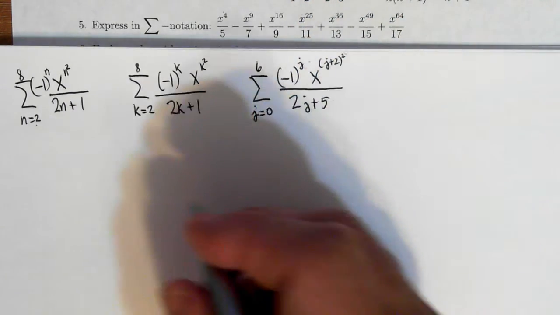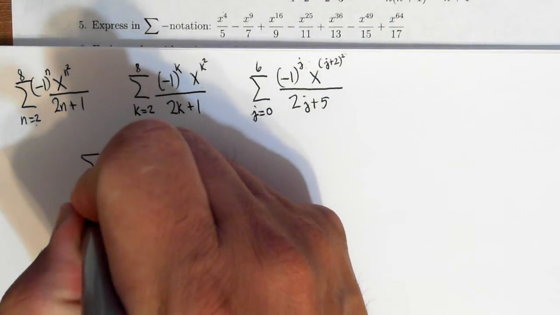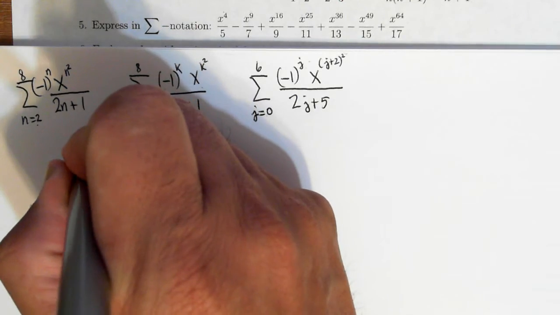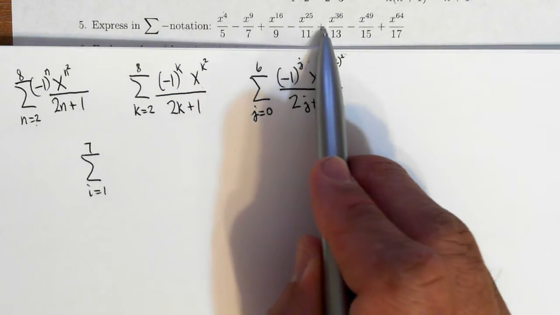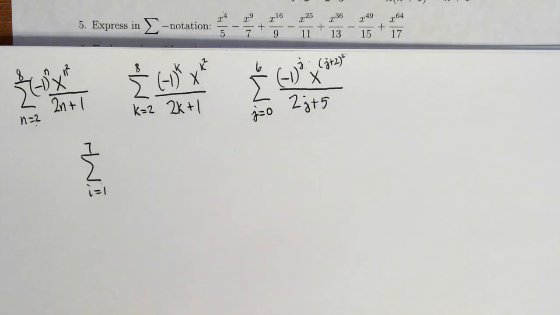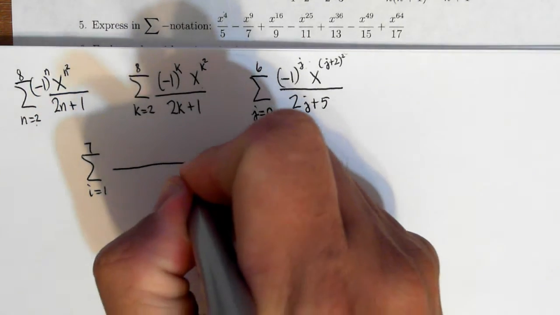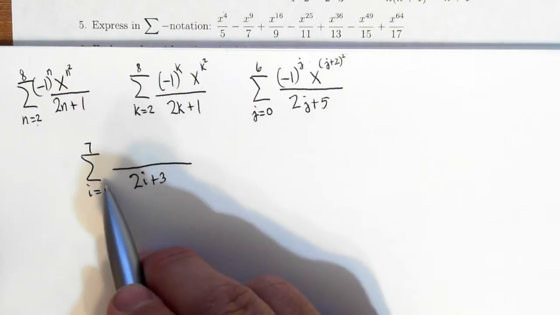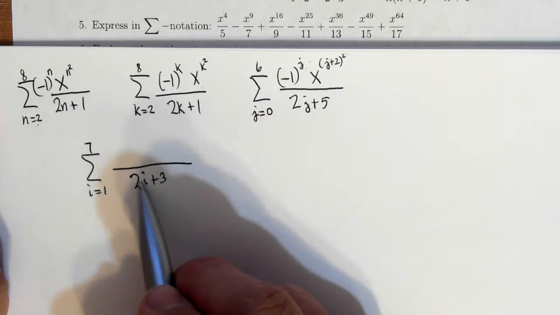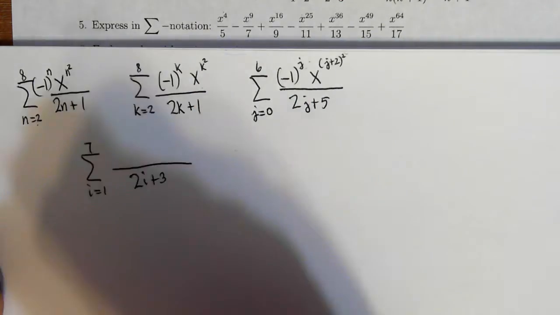Let me do 2 more ways of doing this. Summation i equals 1 to 7 this time. So I had 7 terms, 1, 2, 3, 4, 5, 6, 7. So i equals 1 to 7. The bottom will now be 2i plus 3. If i equals 1, I get 5. If i equals 2, I get 7, and so on.